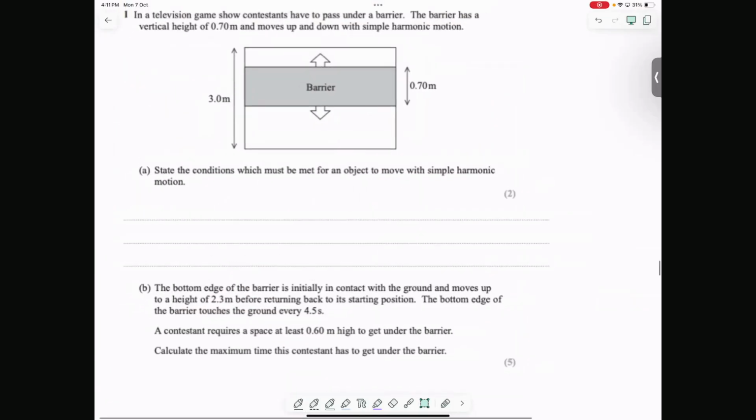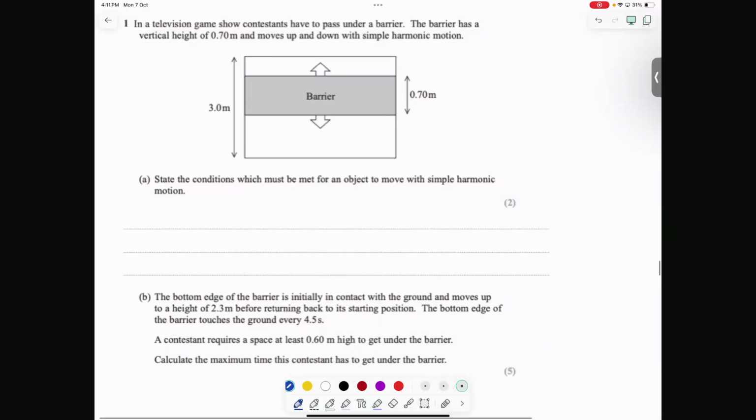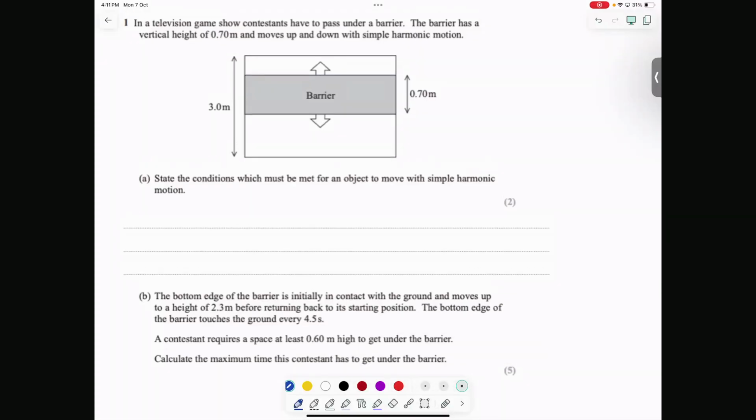Okay, let's try this. It's the most complicated you can get in this chapter. So this is the threshold. Okay. It says that in a television game show, contestants have to pass under a barrier. So you have this barrier here. They have to pass under the barrier. No, it's not there. You can just take the answer.